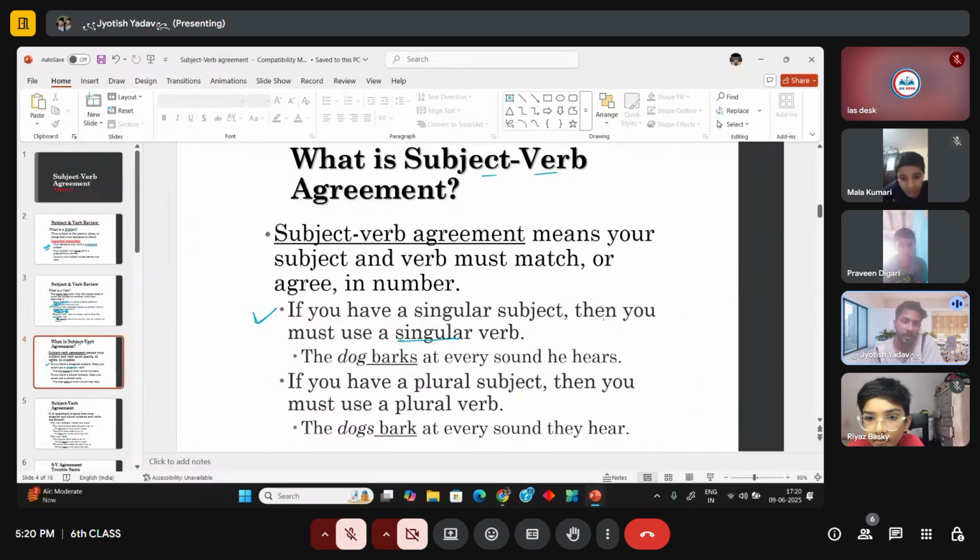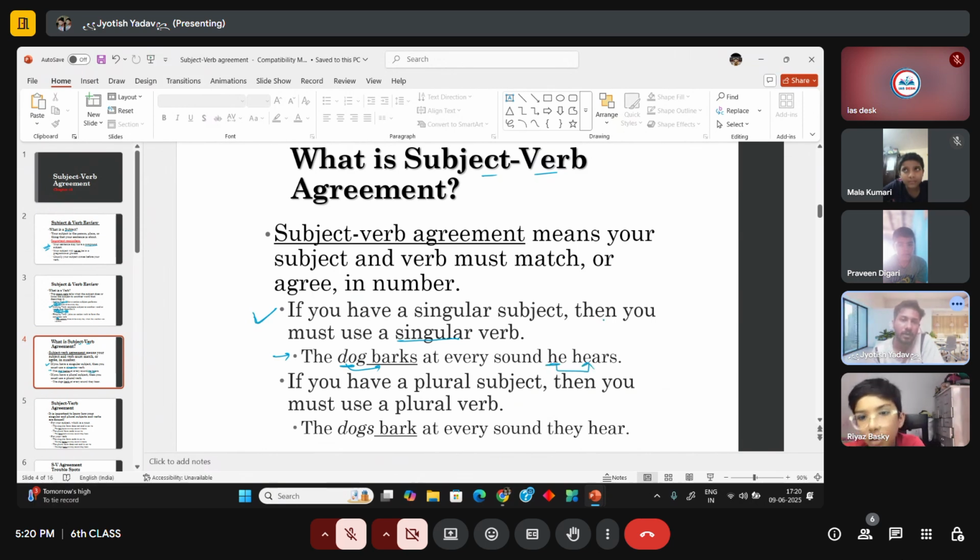If you see here, it is written, "The dog barks at every sound he hears." Here you can see that the dog is singular, so we have used the singular verb. Here you can see he is singular, so we use the singular verb.